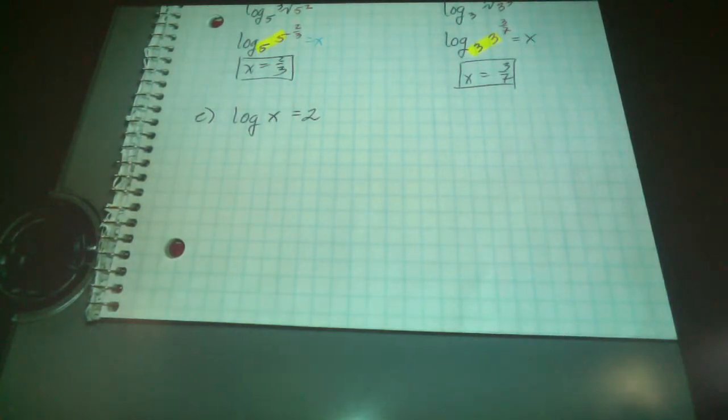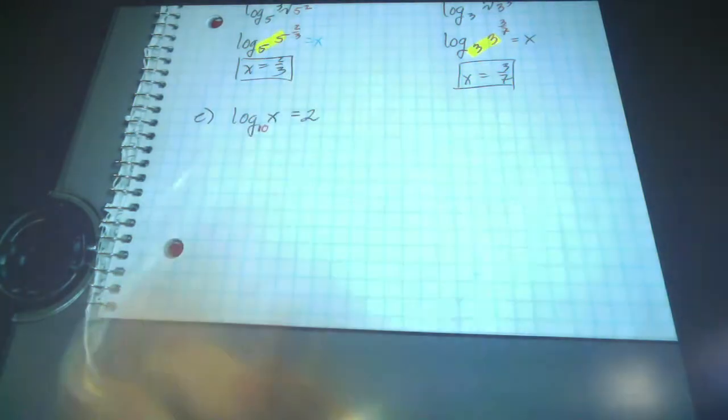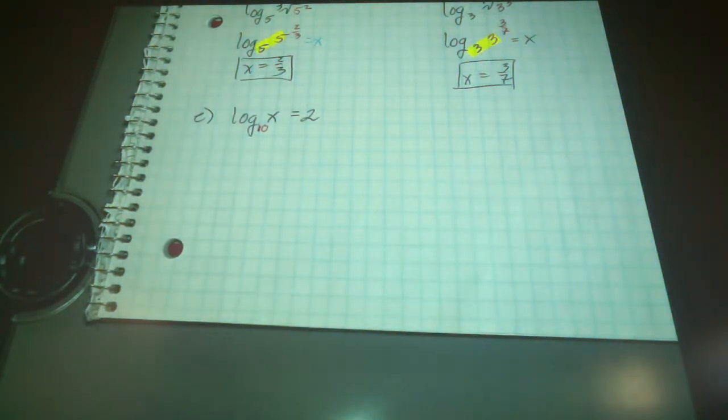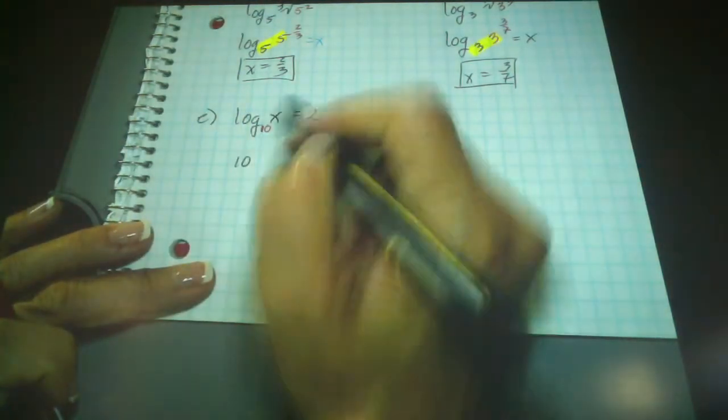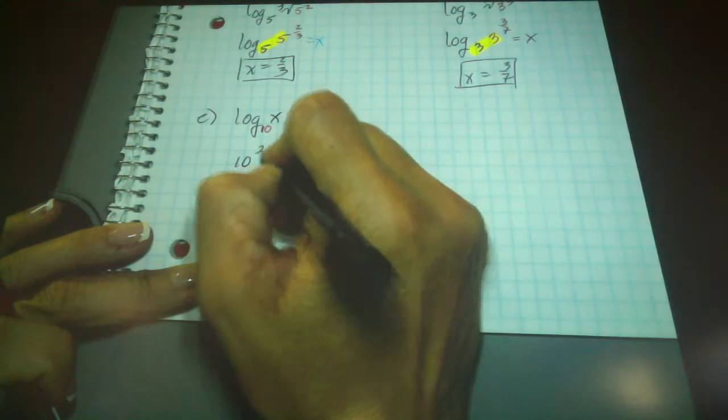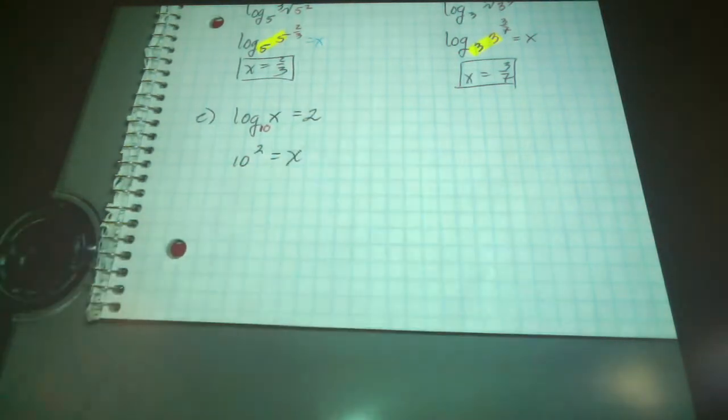We need to recognize our base. What's the base of the log? 10. Now when I recognize the base, Logan, what do I do? Yep, so I take my base of 10, put it into exponential form, and then I switch these two. So 10 squared is equal to x. Piece of cake, right? What's 10 squared?